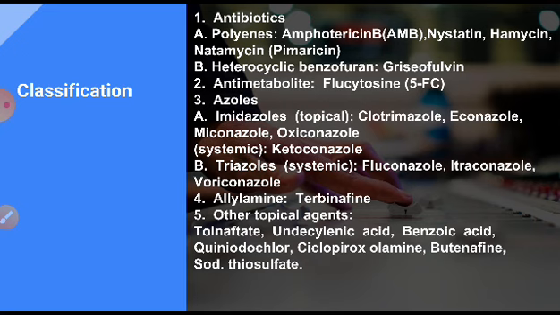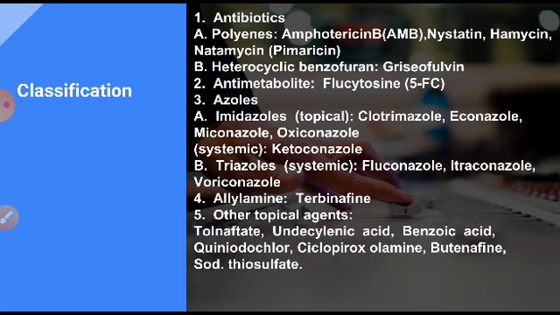Second is the heterocyclic benzofuran. Example is griseofulvin. Second class is antimetabolites. This category of drug you have already seen in the anti-cancer chapter: flucytosine.